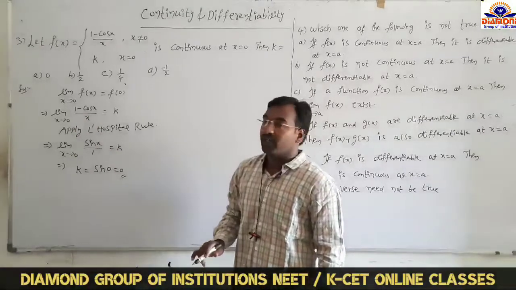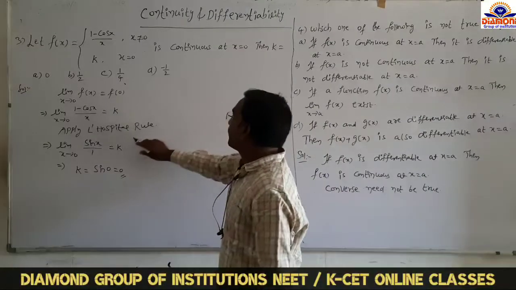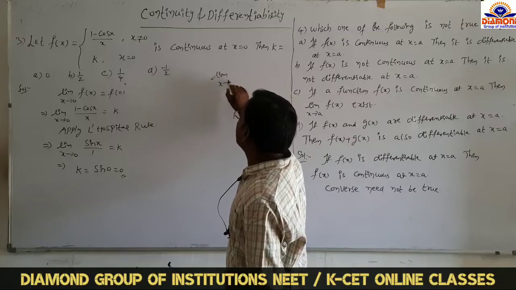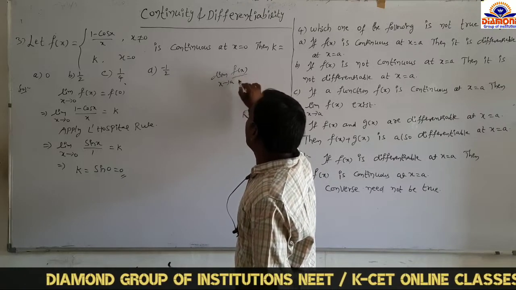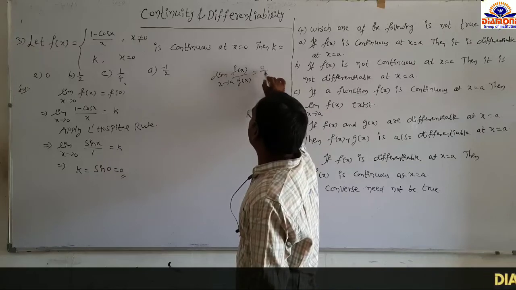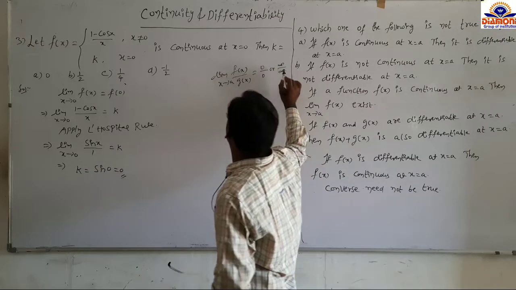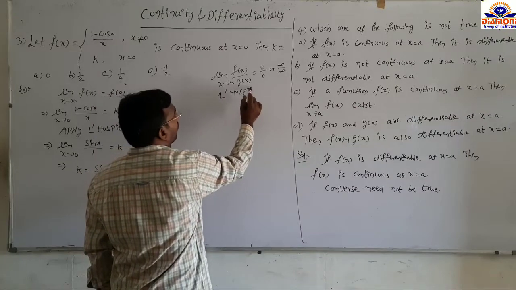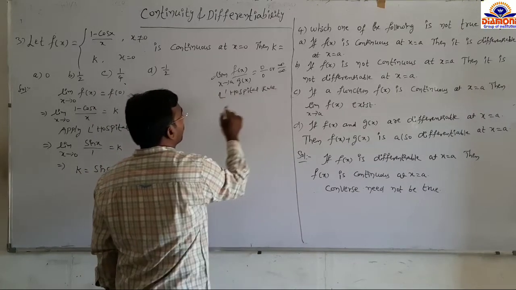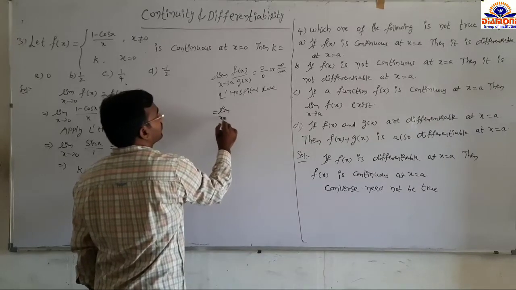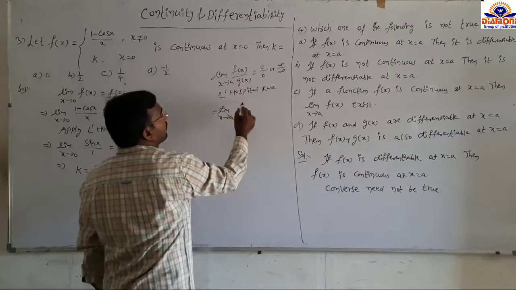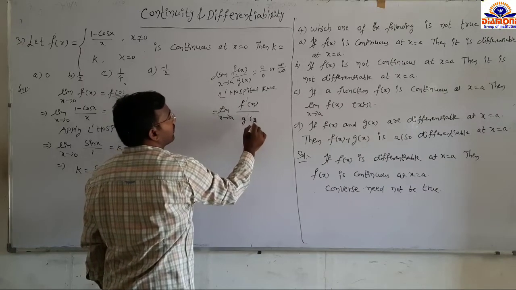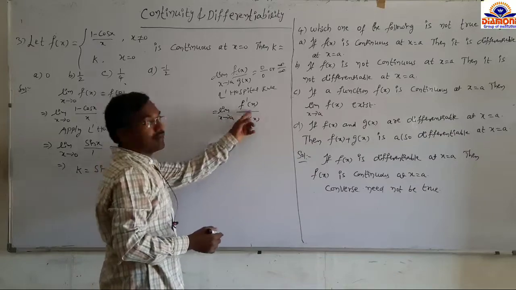That's why if you get 0 by 0 form, then at that time apply L'Hospital rule. What is L'Hospital rule? If you take limit x tends to a, f of x by g of x, and you get 0 by 0 or infinity by infinity, at that time you can apply L'Hospital rule. What is that rule? Limit x tends to a, f dash of x by g dash of x, after that apply the limit value.